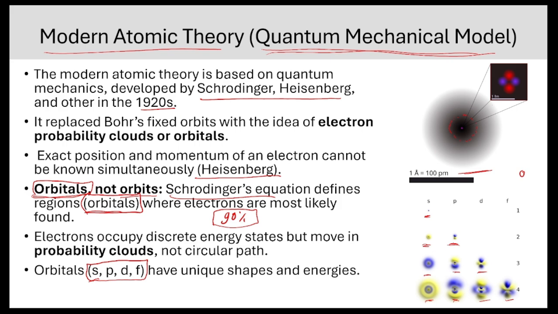The p orbital looks like a dumbbell like this, or like this, and the d and f orbitals have complex shapes like this. So in conclusion, we can say these orbitals have different shapes based on the energy level.